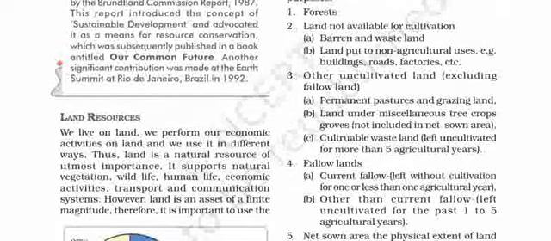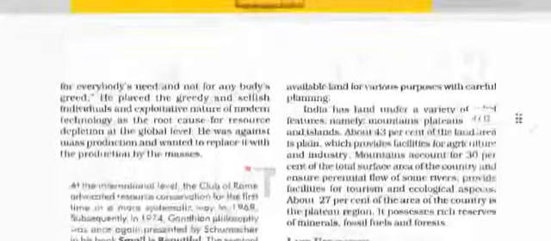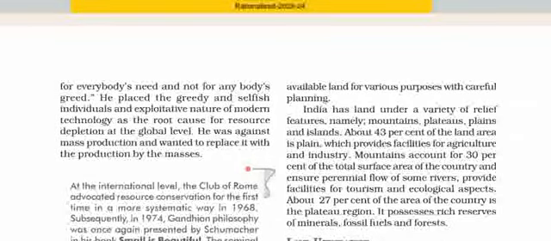Land resources. We live on land. We perform our economic activities on land and we use it in different ways. Thus, land is a natural resource of utmost importance. It supports natural vegetation, wildlife, human life, economic activities, transport, and communication systems. However, land is an asset of finite magnitude. Therefore, it is important to use the available land for various purposes with careful planning.